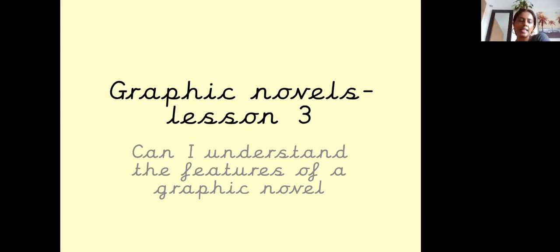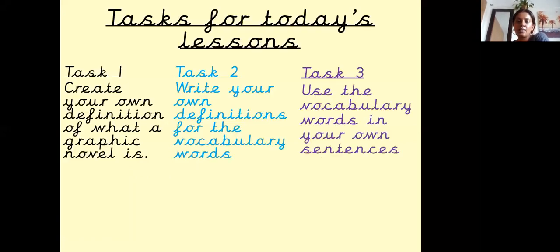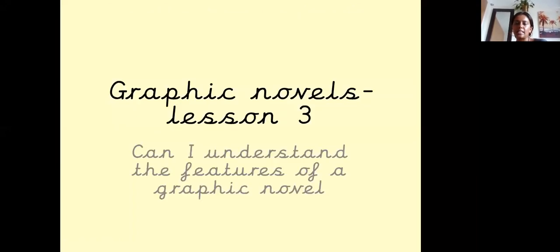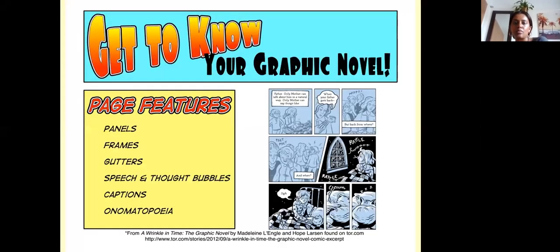So, in yesterday's lesson, we were looking at graphic novels and what they are, and how we can compare them to comic books and how they are different. There were 3 tasks for you to complete yesterday, looking at the definitions and using them in some sentences. What we're going to be looking at today is understanding the features of a graphic novel. So looking at the things that are included in a graphic novel in order to make the graphic novel look that way. So get to know your graphic novel.